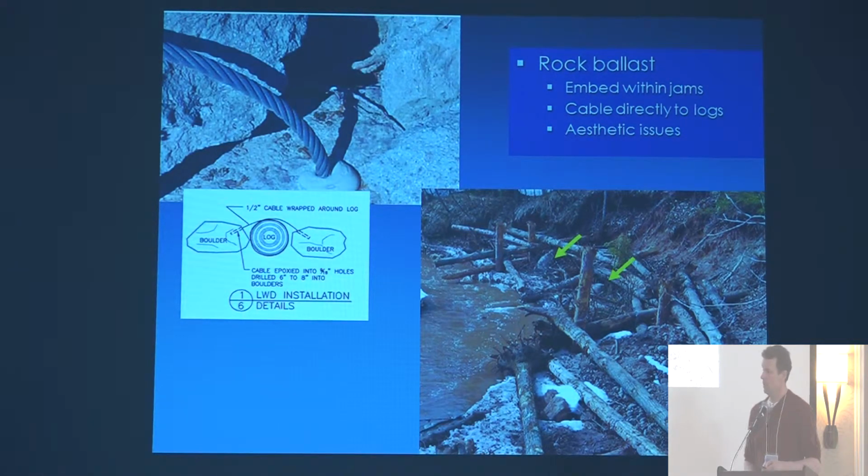In a lot of these, you're using the complexity of the jam itself as a countermeasure. The bigger the wood or the more complex the jam, the less it's likely to move. You can actually use rock, like in the right picture, where you're embedding boulders into the matrix of the log jam. In this case, they're not anchored by cable, a much easier situation, or you can tie it to logs with cable.